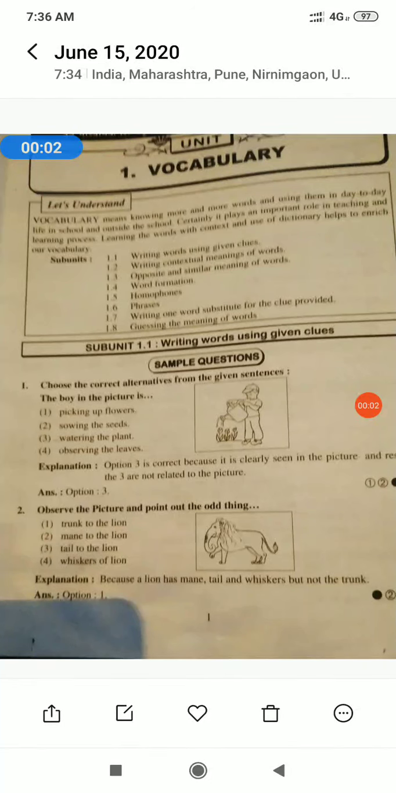Good morning, students. Today we are going to learn writing words using given clues. See some sample questions. First question is, choose the correct alternatives from the given sentences.